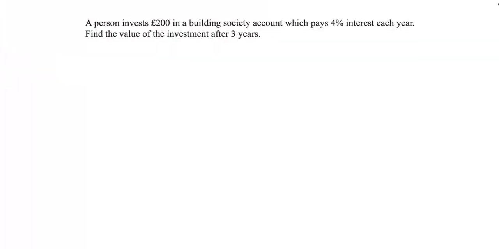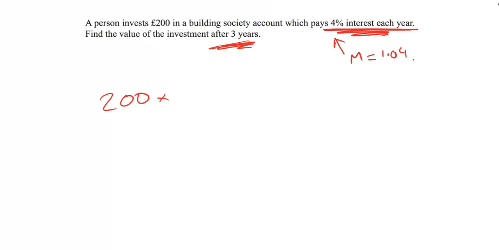Okay, let's do another one. We've got a person investing £200 in a building society account, which pays 4% interest each year. Find the value of the investment after 3 years. So again, this is a tricky question. We have got interest each year. So every year, the multiplier is 1.04. But we've got to do this 3 times for 3 years. So we can think of it with the same triangle, but actually let's jump in and use our intelligence here a little bit.